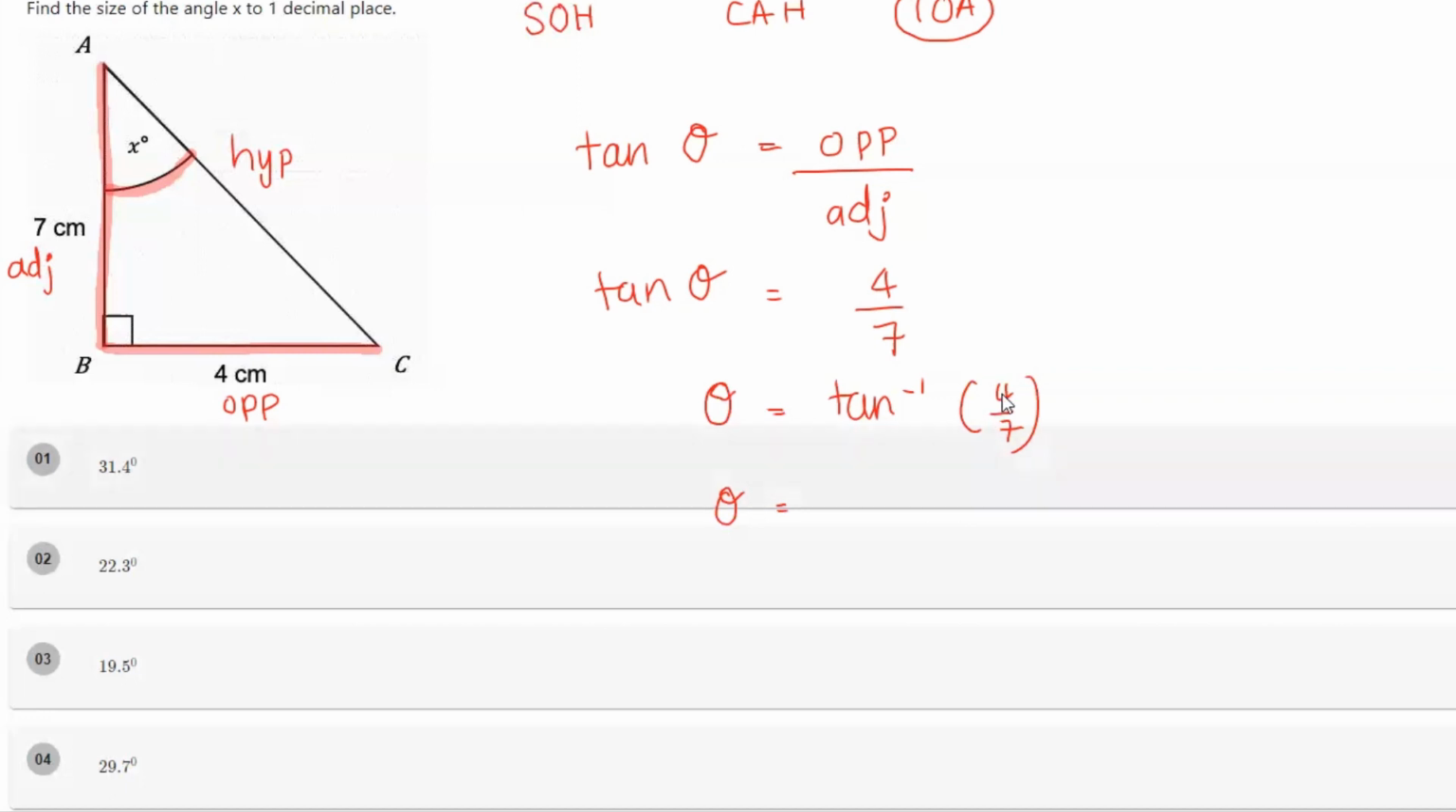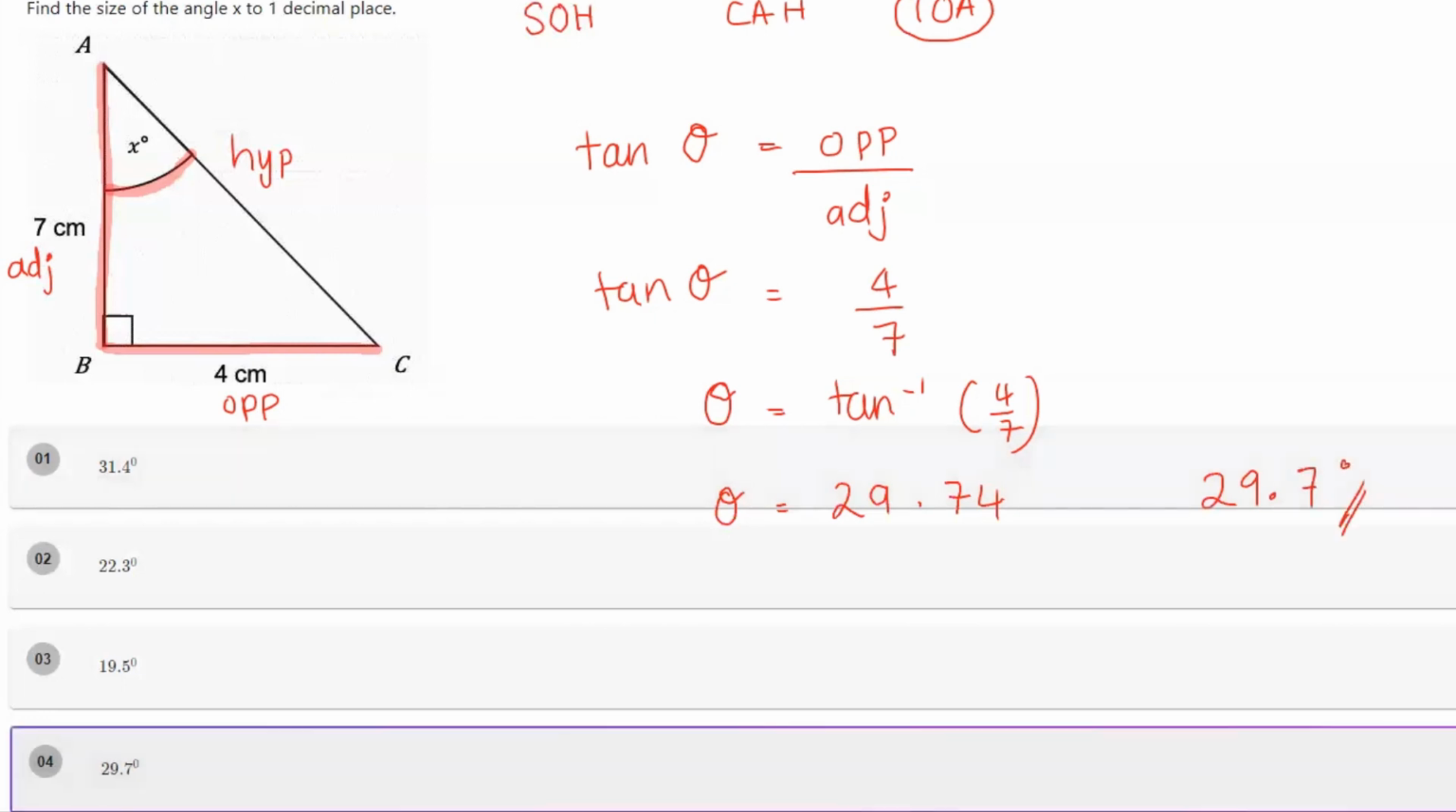So we're going to get the tan inverse of 4/7. And when we use a calculator to do this, we're going to get 29.74 to 2 decimal places. But the question wants us just to one decimal place. So I'm going to round this off. And the final answer would be 29.7 degrees. And that's option 4 that we have over here. So there we go. That's how we solve questions with our trigonometric ratios. Thank you.